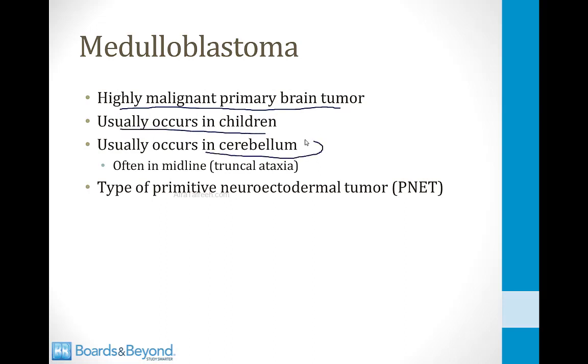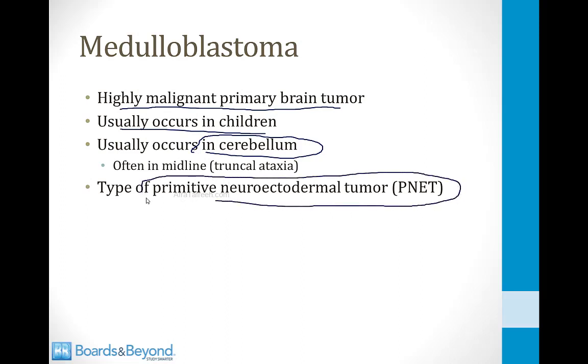Medulloblastomas are rare, but they are a highly malignant primary brain tumor, and it usually occurs in children, usually in the cerebellum, so these children will also present with ataxia. And because medulloblastomas like to present in the middle of the cerebellum, they give truncal ataxia. So truncal ataxia is when children can't stand without falling to one side or the other, or they can't even sit up without someone assisting them because they tend to sway and fall over. And it's a type of primitive neuroectodermal tumor, and that means that it arises from the neuroectoderm. And the neuroectoderm is an embryonic structure, so that's an easy way to remember that these are tumors that will occur in children.